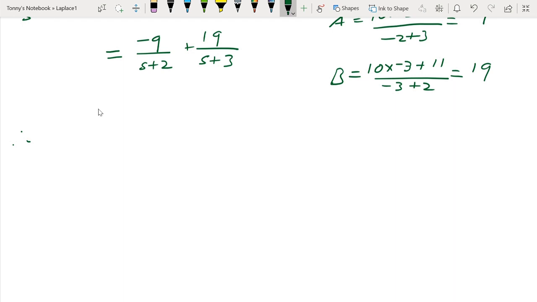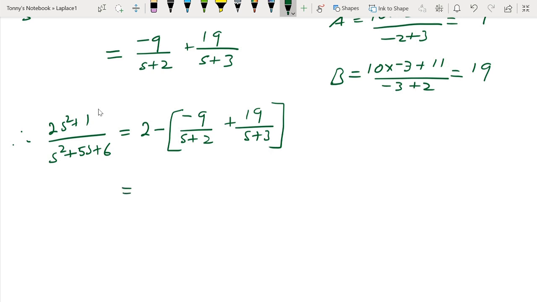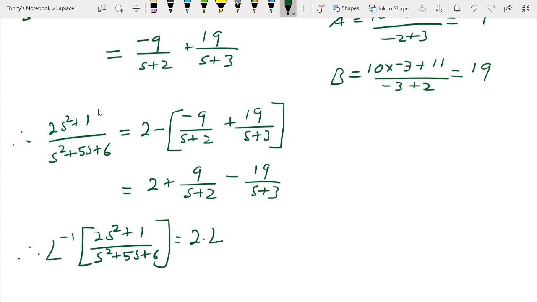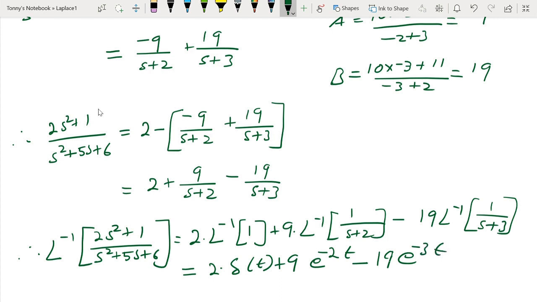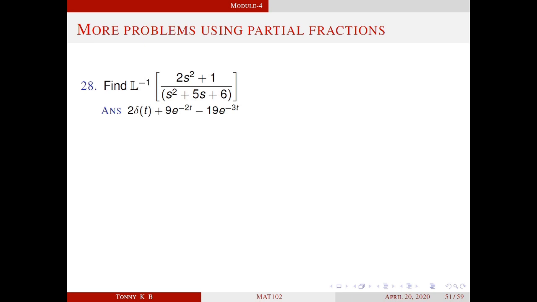Therefore given expression becomes, this is equal to, therefore L inverse of this is equal to. L inverse of 1 is delta t. L inverse of 1 by s plus 2 is e raised to minus 2t. This is e raised to minus 3t. So this is the answer.